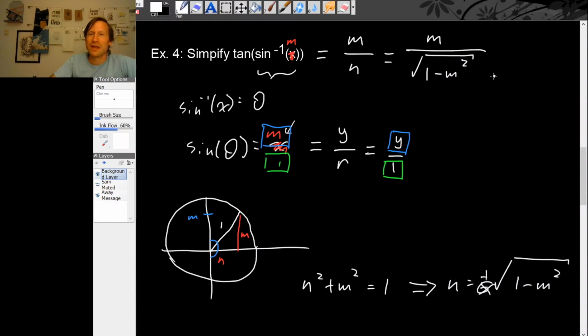Okay, and that's it. So you can see for all of these examples, drawing the most important diagram really did the trick. So that's why I call it the most important diagram. It's because it gets you out of a lot of sticky situations.